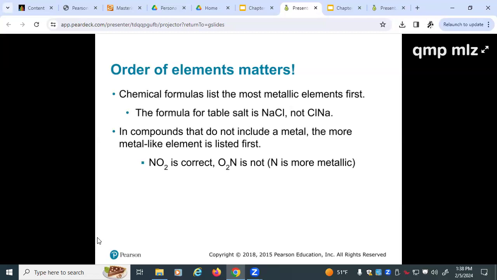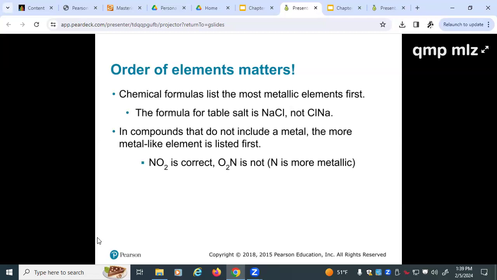And this is true for ionic compounds like these. It's also true for non-metallic compounds. So taking, for example, nitrogen dioxide, NO2. Why is the nitrogen listed first? Because the nitrogen is the more metallic element. How do I know what order to go in? Usually pretty easy. The further to the left of the periodic table we are, the more metallic it is.